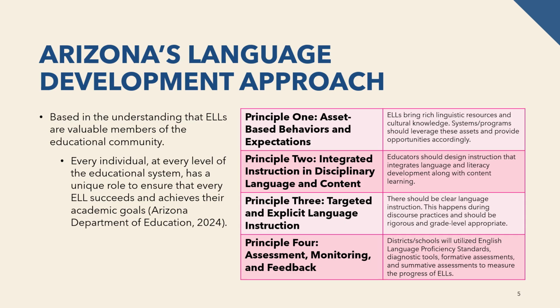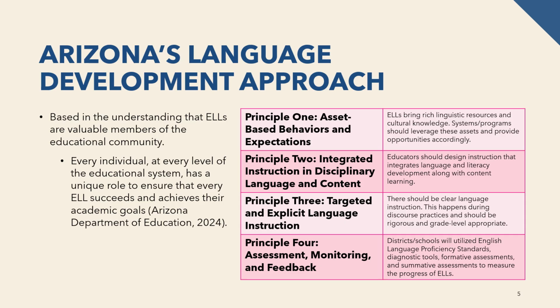Principle number 3 is targeted and explicit language instruction. There should be clear language instruction. This happens during discourse practices and should be rigorous and grade level appropriate. So in the same way that literacy and language are integrated into content instruction, we should be doing the same thing when it comes to our language instruction practices. So we should integrate those things fluidly throughout our lessons.